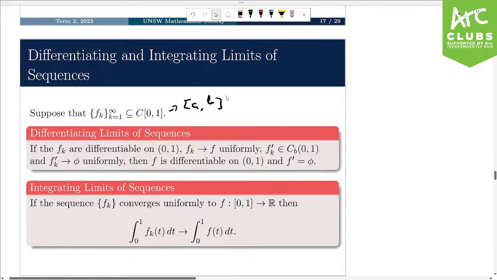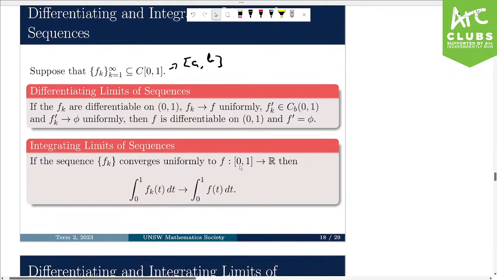And this second one is about integrating limits of sequences. So if we have a sequence that converges uniformly, then that implies convergence in L1. So that implies this.